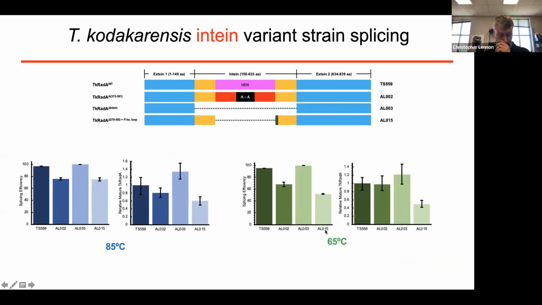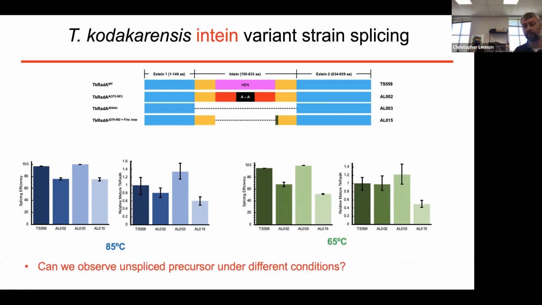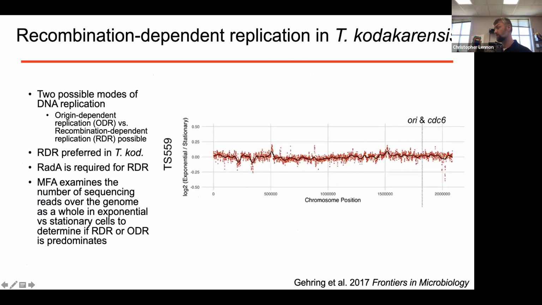And so if we quantify this, we can see that over here we're getting maybe 40 to 50% of the functional RadA at this lower temperature as well, right? Okay, so yes, we can observe precursor, particularly in this one intein variant, this AL15. So then we wanted to look at some sort of RadA-dependent activity to see if anything has changed, right?